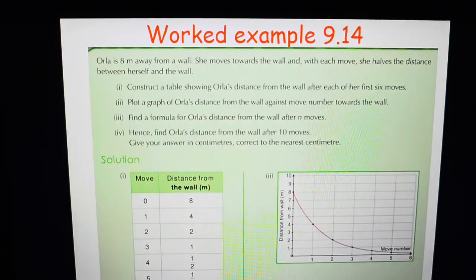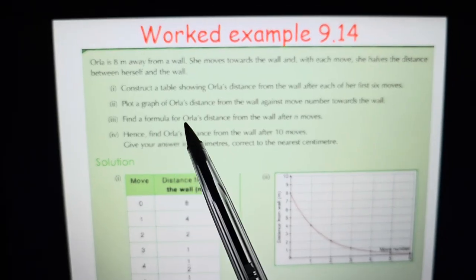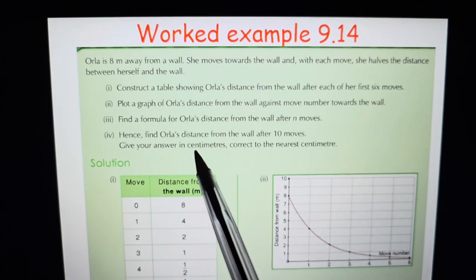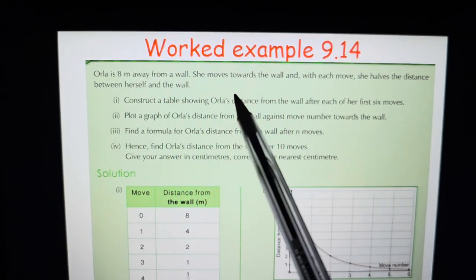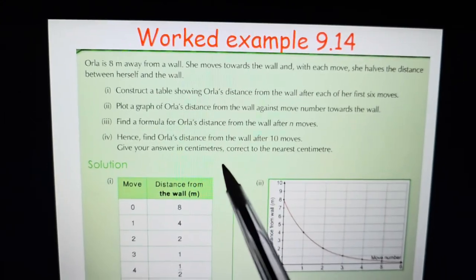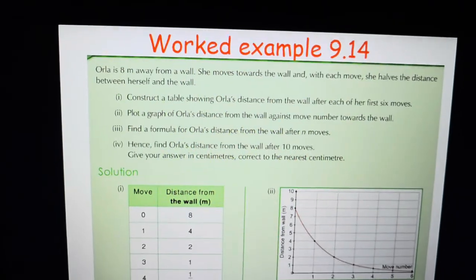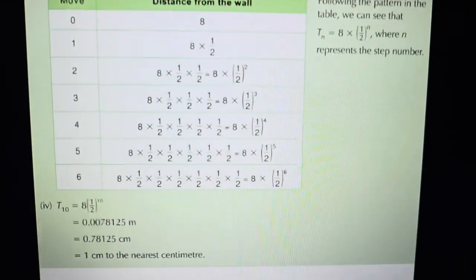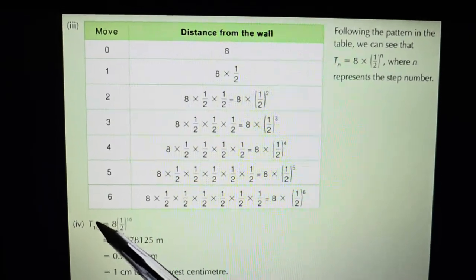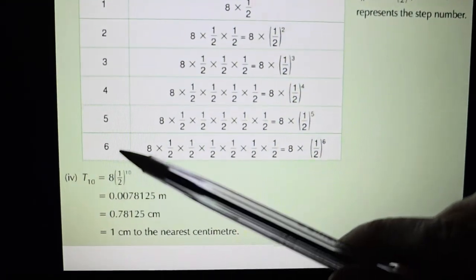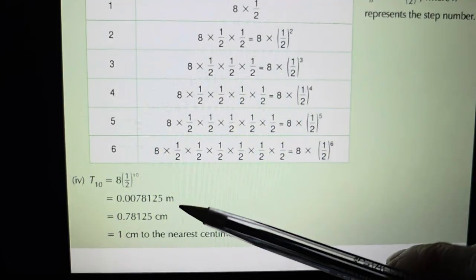Then the next question said, hence, so using what you just did, I just came up with a t of n formula. Find Orla's distance from the wall after 10 moves and give your answer in centimetres. Well, we were in metres, so we'll have to convert to centimetres, and give your answer to the nearest centimetre. Okay, so we're using our formula for t of n, which we found up here, and we're looking to get t of 10. So sub 10 into the formula, get out your answer, but remember that's in metres.